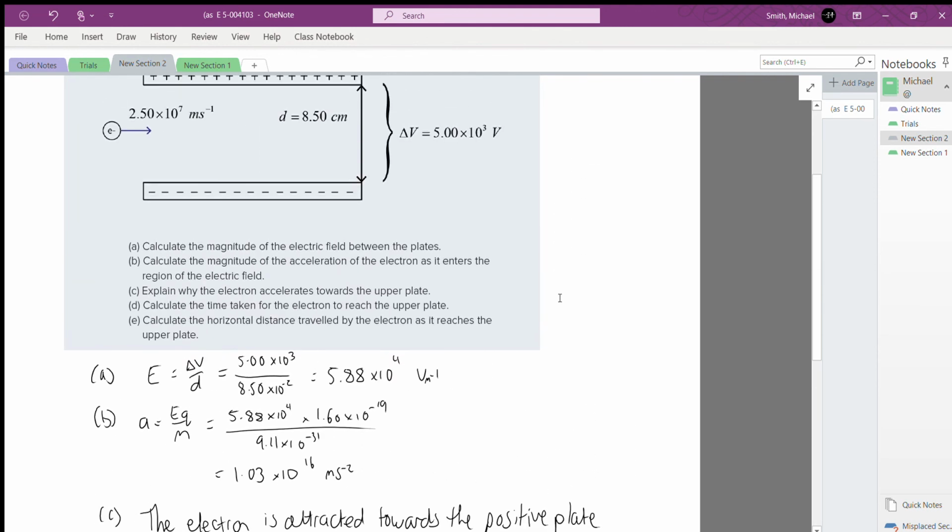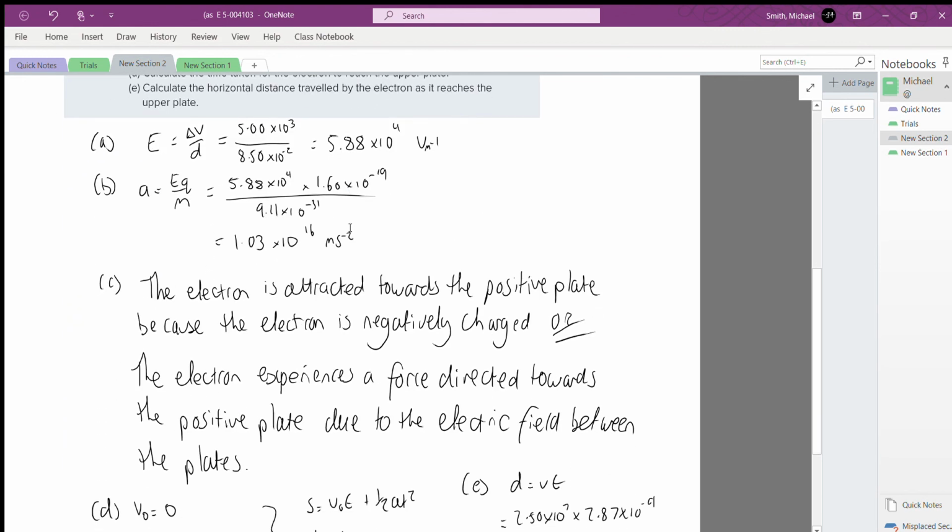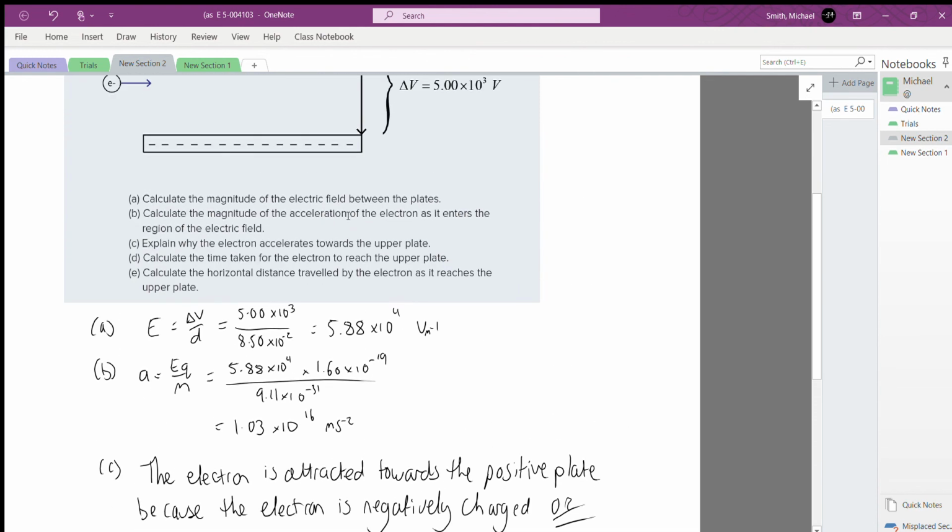And that's it. So that's not too bad. It's pretty much just like projectile motion, but slightly different. But the actual calculations are fairly easy.